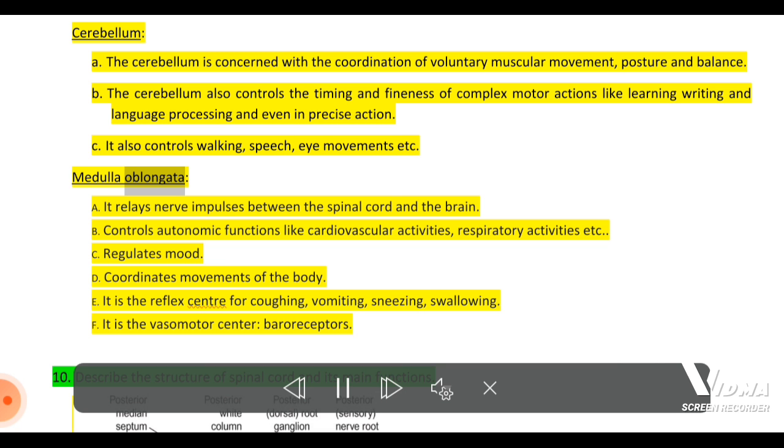Medulla oblongata. It relays nerve impulses between the spinal cord and the brain. Controls autonomic functions like cardiovascular activities, respiratory activities etc. Regulates mood. Coordinates movements of the body. It is the reflex center for coughing, vomiting, sneezing, swallowing. It is the vasomotor center, baroreceptors.